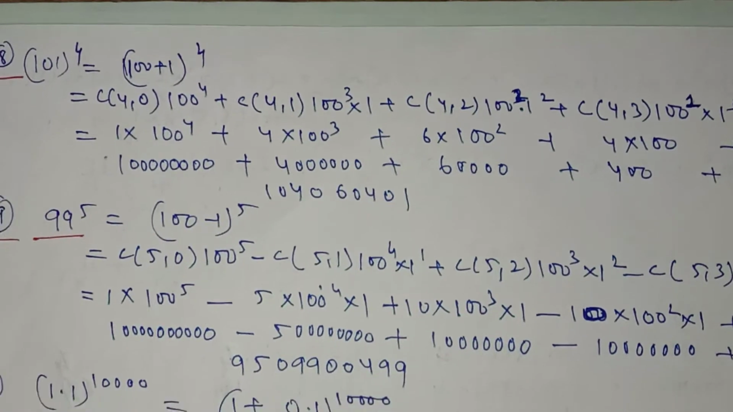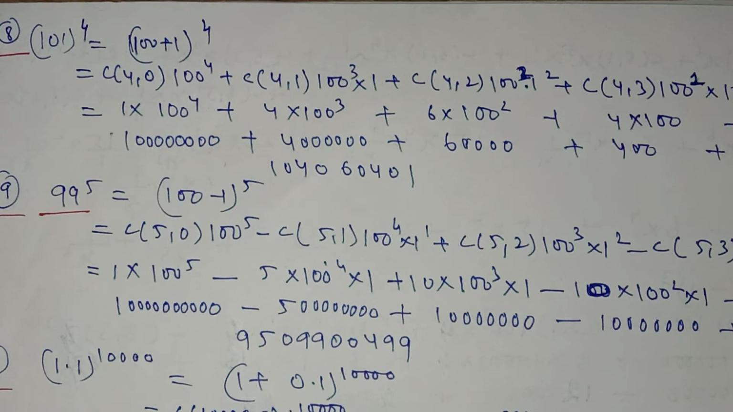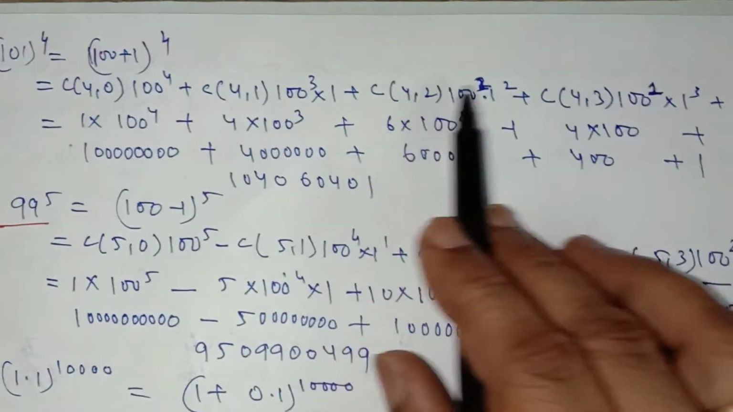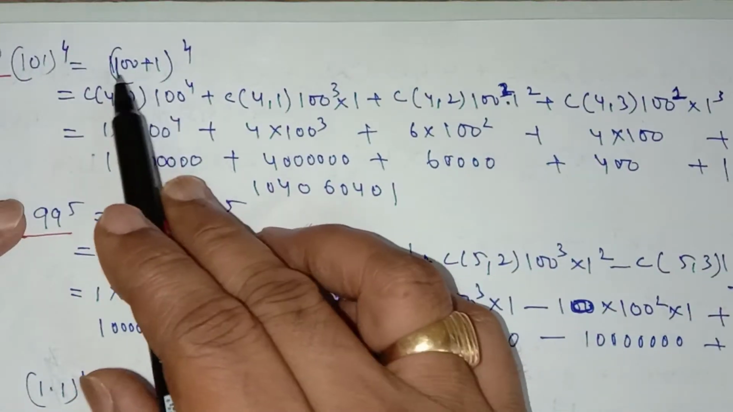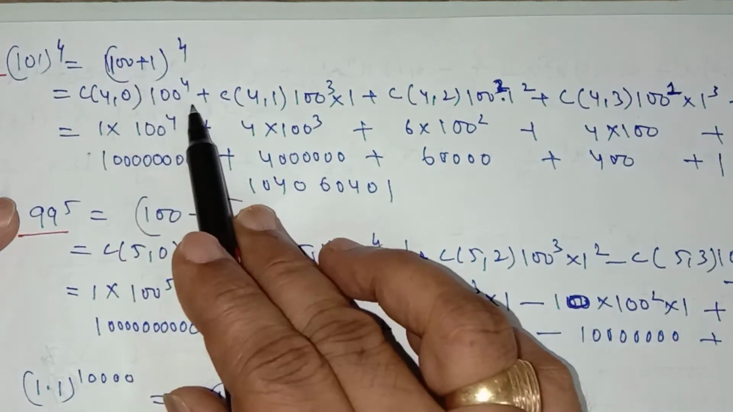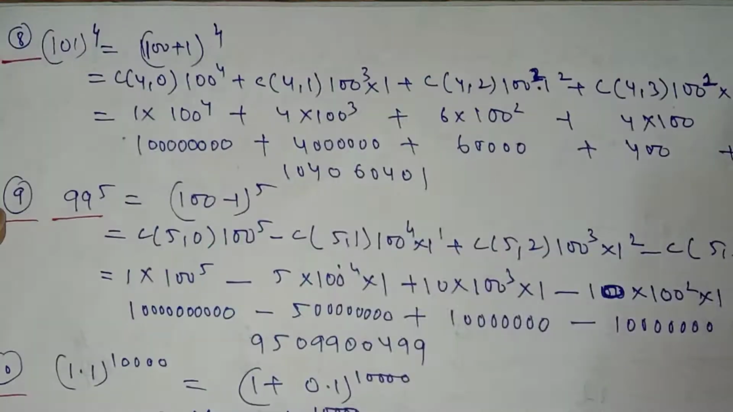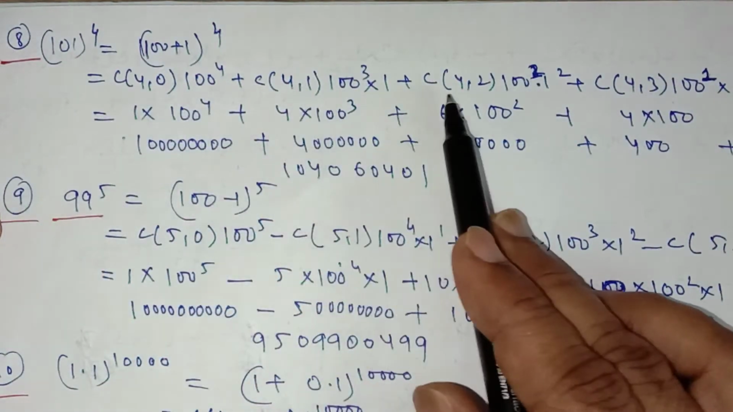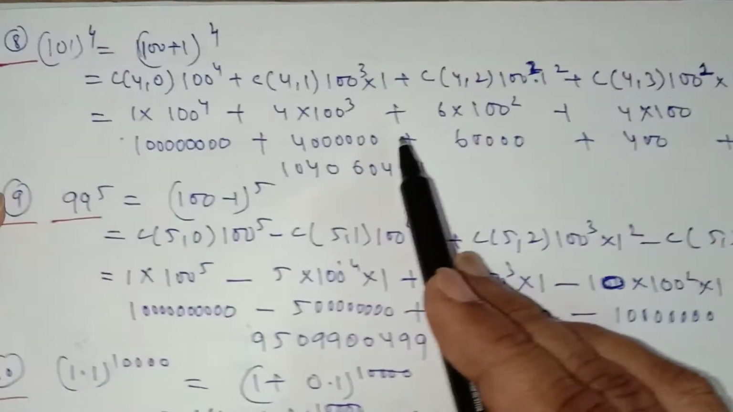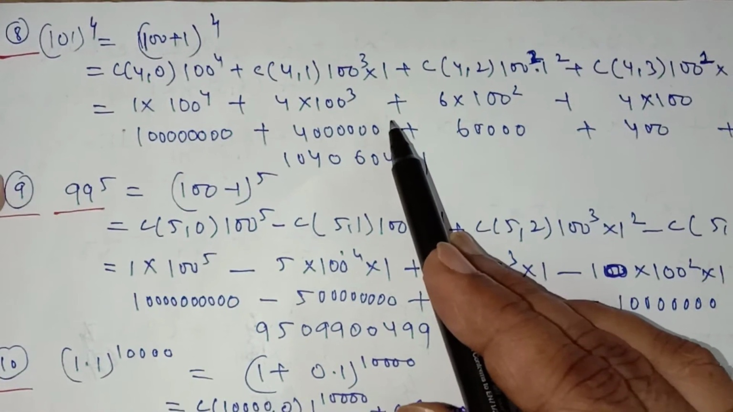Similarly, question number 8, it is 101 raised to power 4. So you convert it into a binomial, that is (100 + 1)^4. So how many terms will you get? 1, 2, 3, 4, 5 terms. Again, the power of 100 will go on decreasing, the power of 1 goes on increasing, that is 2, 3, 4, and the combinations: combination of 4 0, combination of 4 1, combination of 4 2, combination of 4 3, combination of 4 4, as by using the binomial formula for the positive indices.